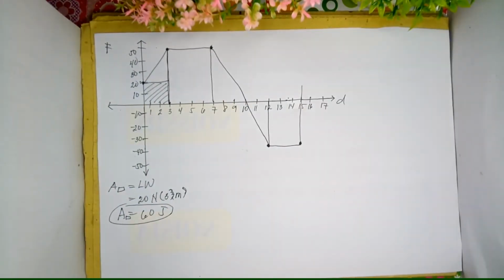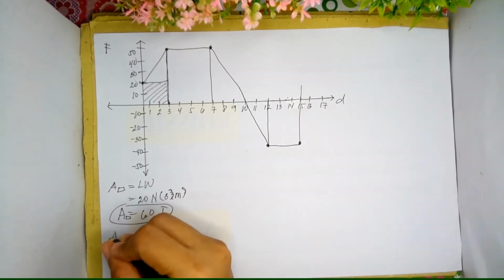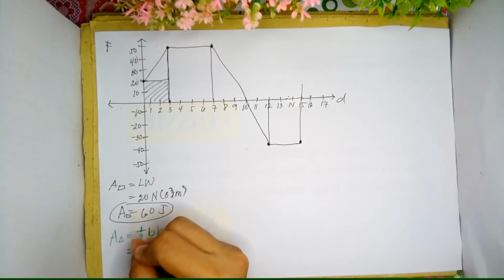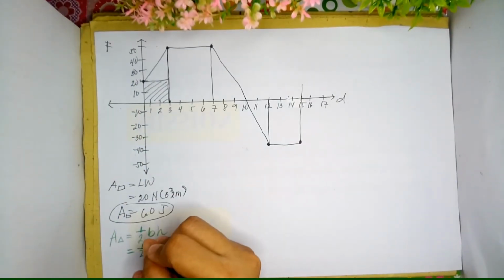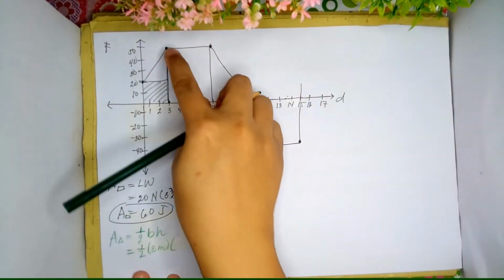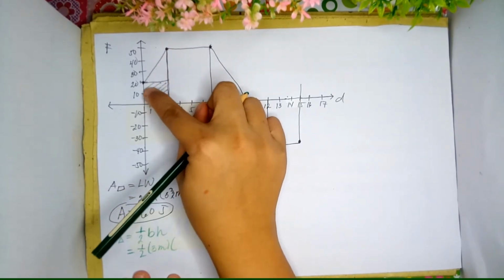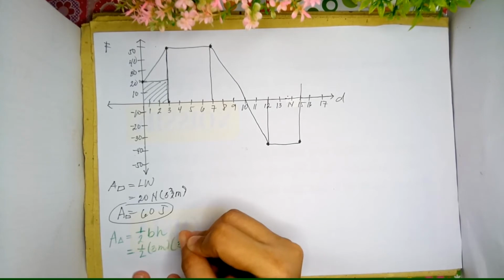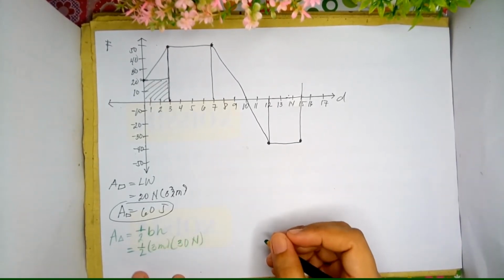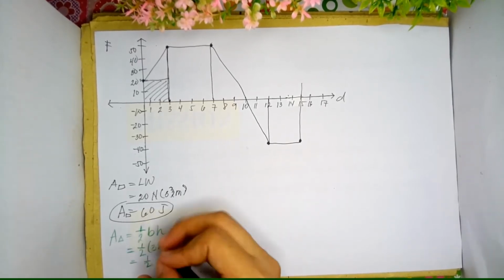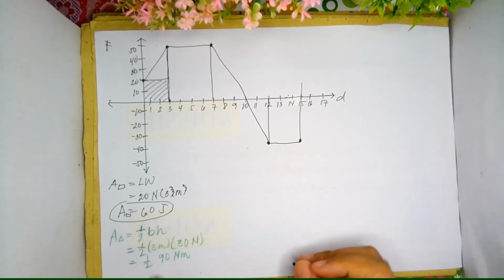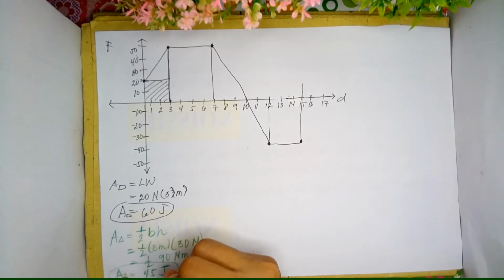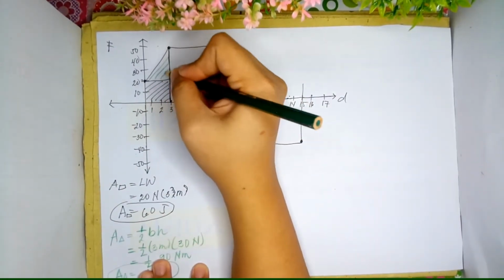And then next, we have yung triangle natin. So, area ng triangle is 1/2 ng base times height. So, again, 1/2. Ano ba yung base natin? So, same lang. 3 meters times yung height natin is 50. So, mula 50, bawasan natin ng 20. So, magiging 30 newtons. So, 1/2 ng 90 Newton meter. So, we will get area ng ating triangle is 45 joules. Okay, so ito yun, ating triangle.